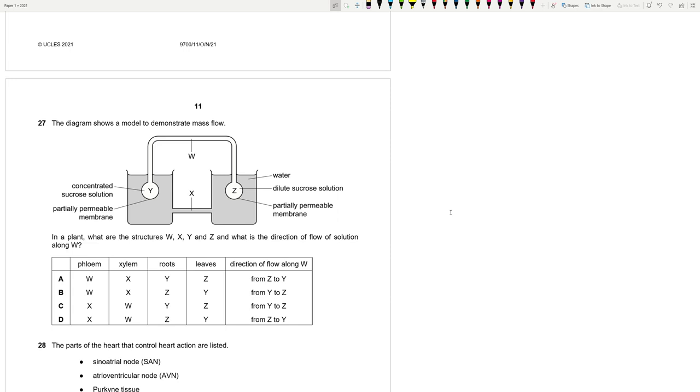So mass flow is basically the flow from the roots to leaves. You need to understand that. Okay.